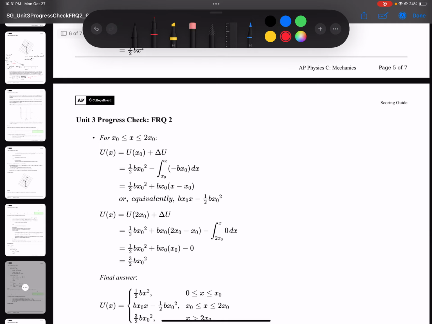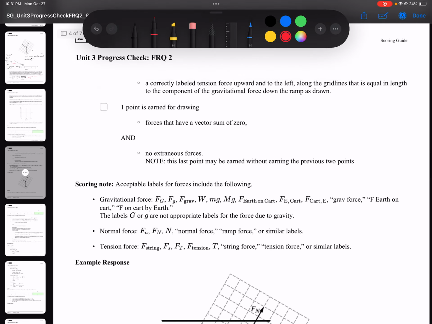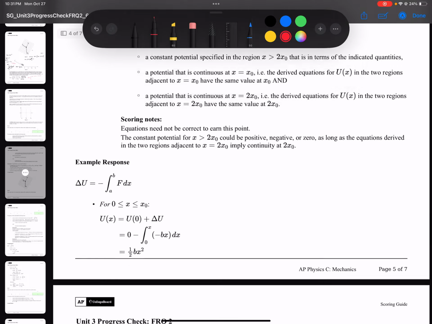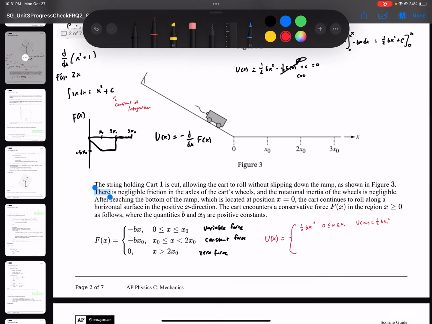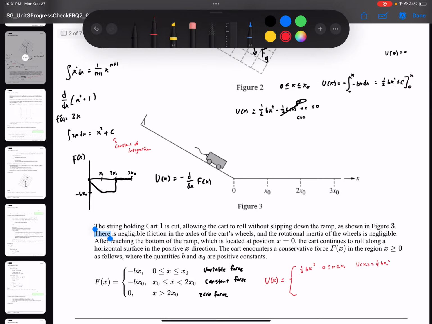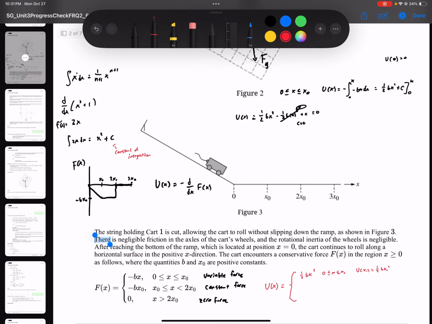And the same is true over here. So at x naught, we have 1/2 b x naught for the potential energy, and then we're going to evaluate this integral over here. Over here. Okay. So now let's look at the next region. So now we're going to integrate.